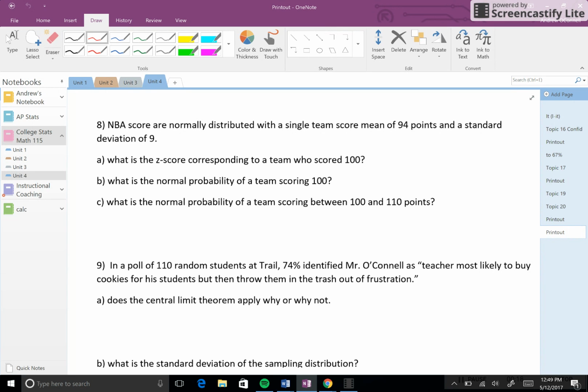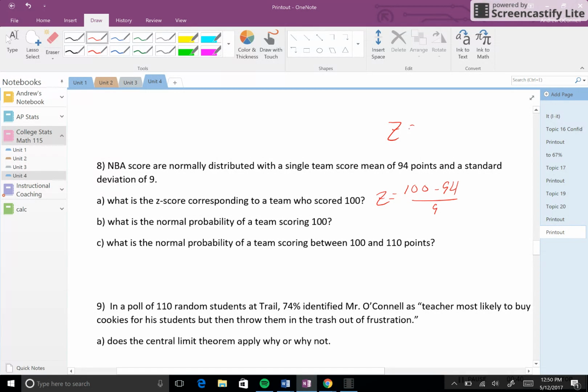For example, an NBA score can be normally distributed with a single team score mean of 94 points and a standard deviation of 9. What is the z-score corresponding to a team who scored 100? Just what happened. The team scored 100 minus the mean over standard deviation 9. If you want the actual formula for a z-score, it's just what happened minus the mean. So really we call that x, what happened, minus the mean over standard deviation.